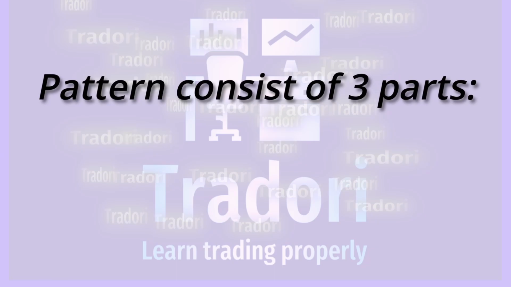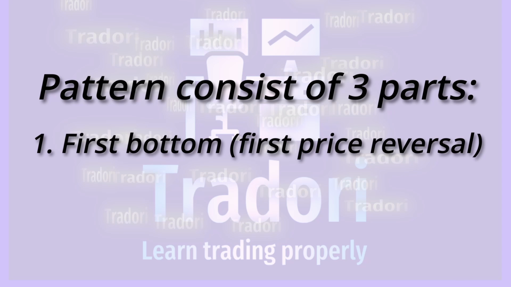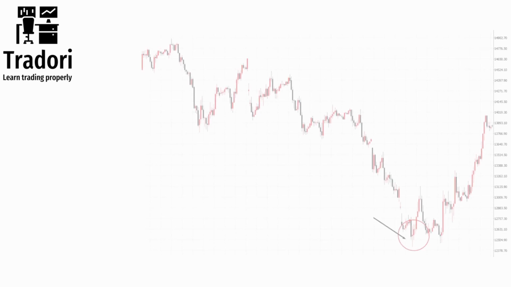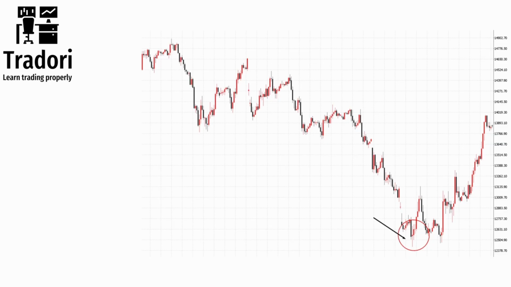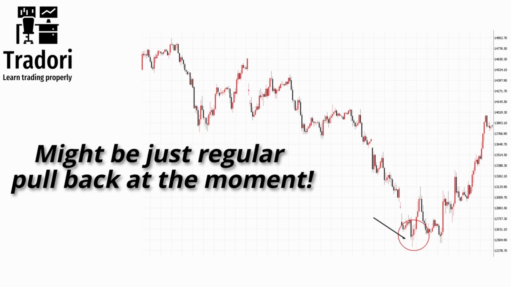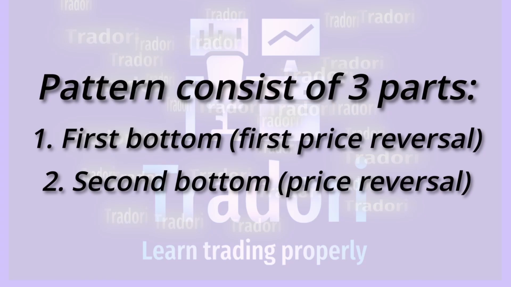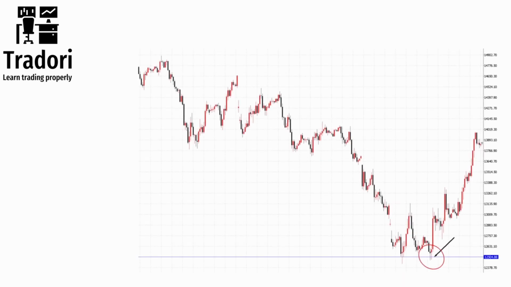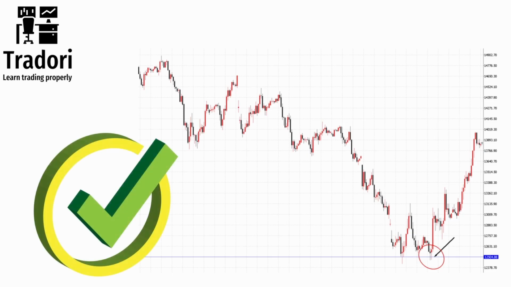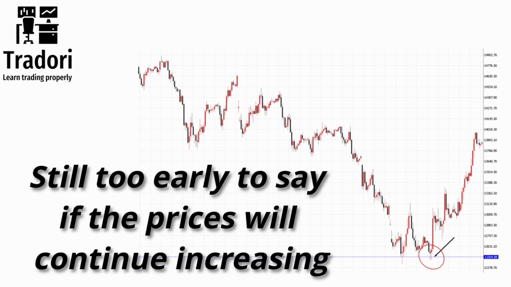A double bottom pattern consists of three parts. First low, first price reversal. After a downtrend, the market bounces higher. At this point, it might be just a retracement in a downtrend, not an indication of price trend reversal. Second low, second price reversal. The second drop is formed as the market discounts the previous downtrend and the buying pressure increases. There might be a sign of a price reversal to an uptrend. However, it is still too early to say if the price will continue increasing.